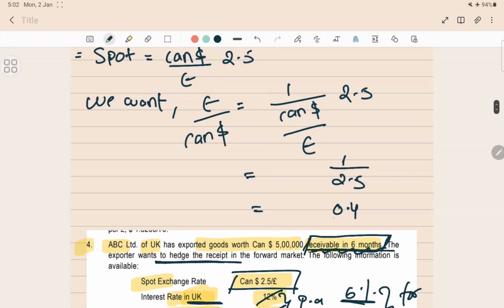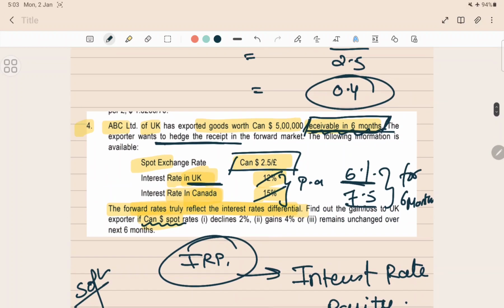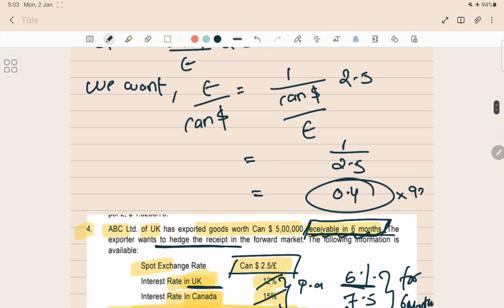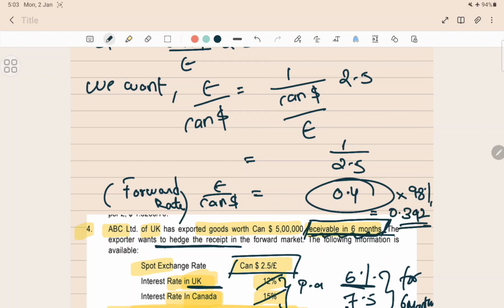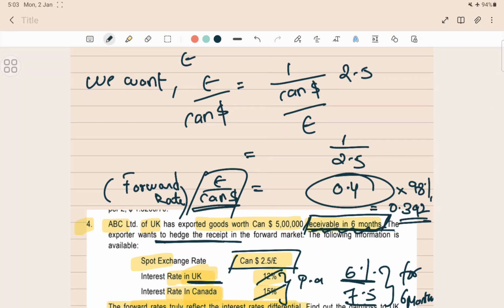So this is going to decline by 2%. Can I directly say I multiply this by 98%? This will give me the forward rate in pound upon Canadian dollar. This is what we are estimating the rate will be in the future. So this comes to 0.392 pound upon Canadian dollar. Next we'll compare this 0.392 with the theoretical forward rate that we've calculated.